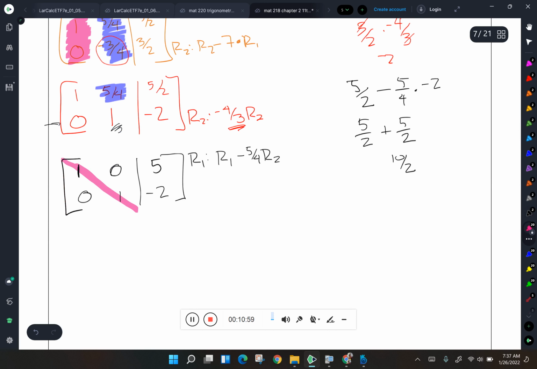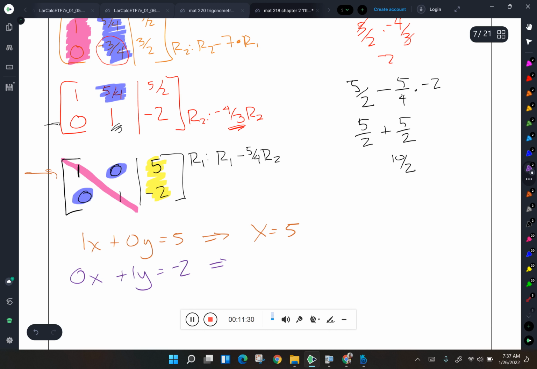I've got 1s on my main diagonal. I've got 0s here and here, so I've got this looking like I want it to look. These numbers are whatever these numbers are. And now I'm looking at my solution. That first row reads 1x plus 0y's is equal to 5, or if I write that correctly, x equals 5. And then that second row reads 0x's plus 1y equals negative 2, or if I write that correctly, y equals negative 2. And there's my solution to my system.